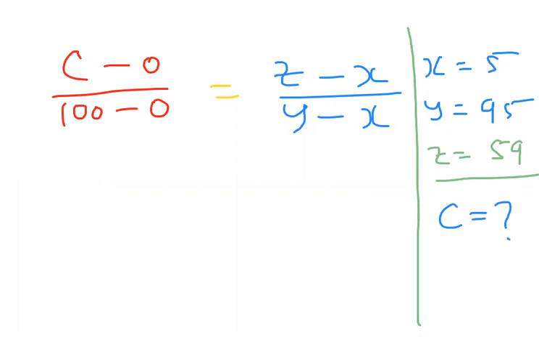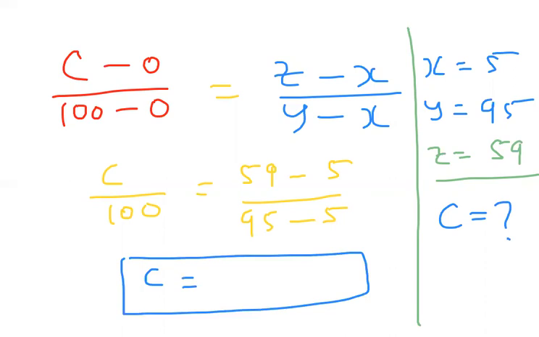Very simple then: C by 100 is equal to Z, which is 59, minus 5, by 95 minus 5, and then we'll get the value of C. This is a direct problem you can solve. If you cross multiply and simplify, you will get approximately 60 degrees centigrade.